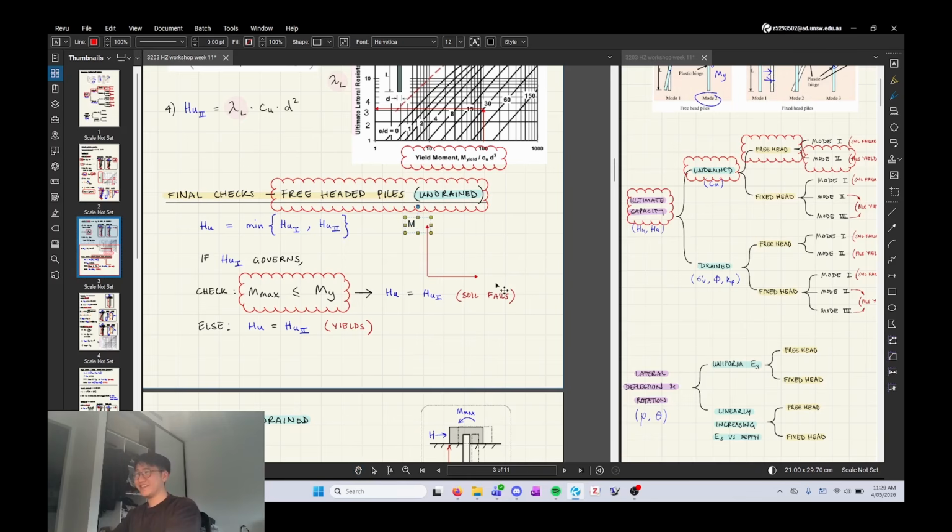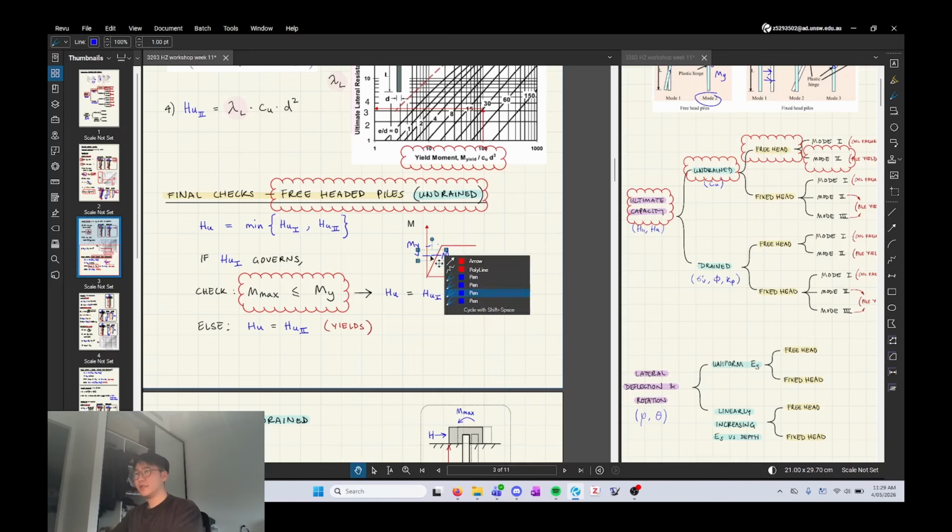Have caps lock on. M, and let's say that's strain. All right, so that's our plastic plateau in our material curve. And the idea is we're checking whether M max is here. And if it's down here, then failure mode 1 can govern. Otherwise, failure mode 2 has to govern, I believe.